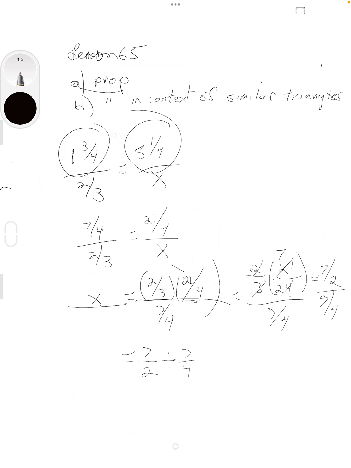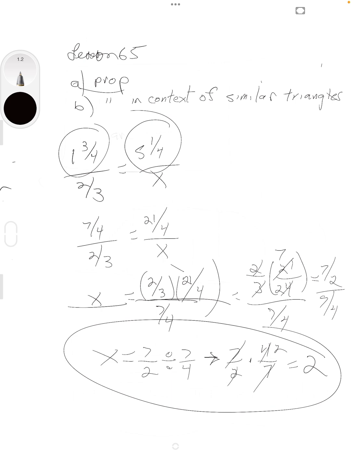But we never divide fractions by fractions. We turn that into 7/2 times 4/7. 7s cancel. 2 goes into this twice, and I end up with 2 is the answer. So x equals 2. So it's a complicated version, but it is just step by step.